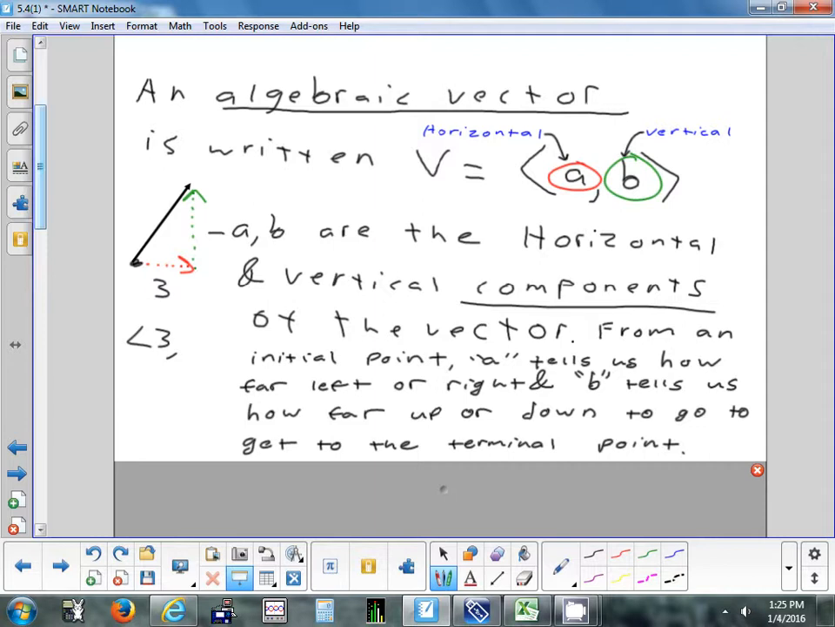If B is positive, we go up. If B is negative, we go down. For this one, I'm just going to make up a number. Let's say we went up 5.